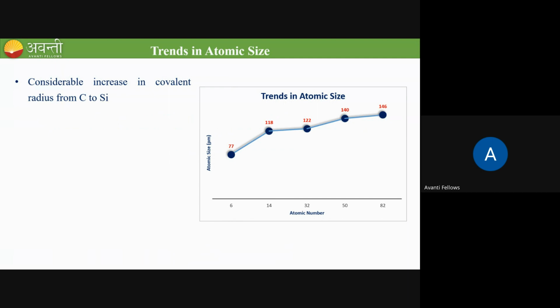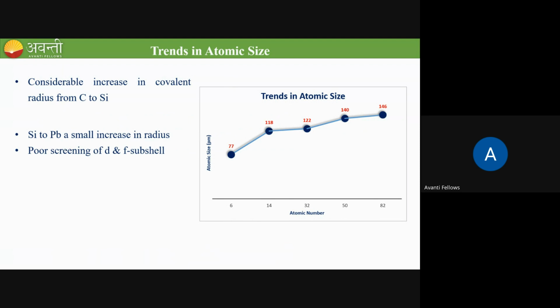The difference between silicon, germanium and tin, if you see, is considerably very small. From silicon to lead, only a small increase in the radius is observed. It is due to the poor screening of d electrons and f electrons, the same concept which we have seen in the boron family. So the increase is very small due to the poor shielding of these d and f electrons.